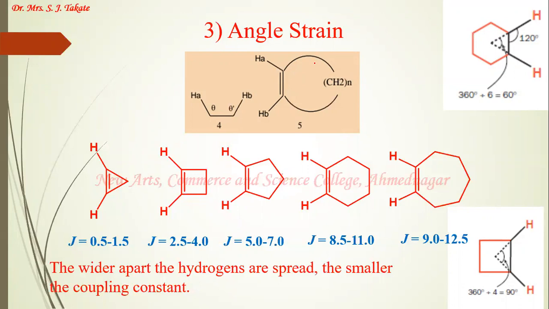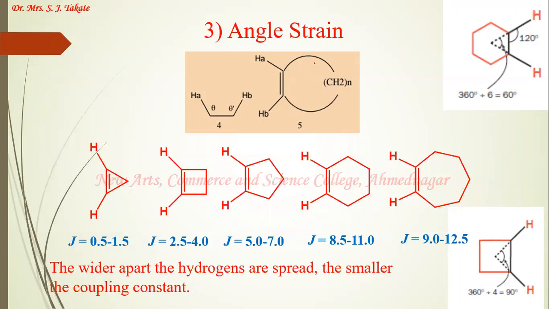The second factor was the electronegativity of the adjacent element. If an adjacent electronegative element is present, then the coupling constant value decreases, while an electropositive element increases the vicinal coupling constant value. If the electronegative or electropositive element is anti-periplanar to one of the coupling protons, then the effect will be more prominent.